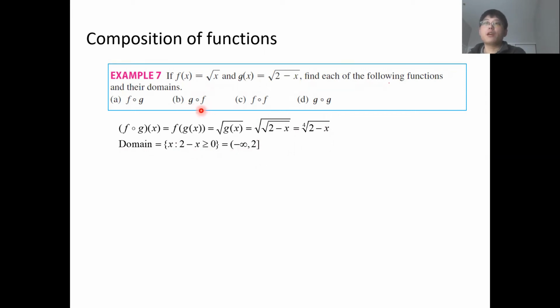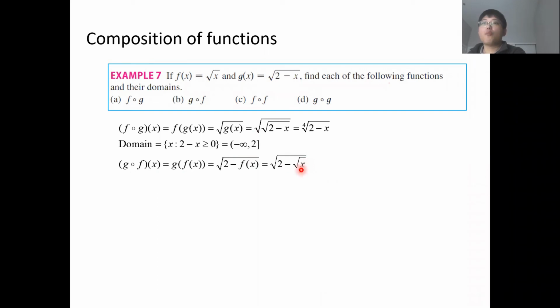Now let's look at part B. For g circle f, by definition, we're looking for g of f of x. Because g sends x to root of 2 minus x, g sends f of x to root of 2 minus f of x. And now we can plug in f of x equals root of x to get our conclusion that g of f of x is nothing but root of 2 minus root of x.